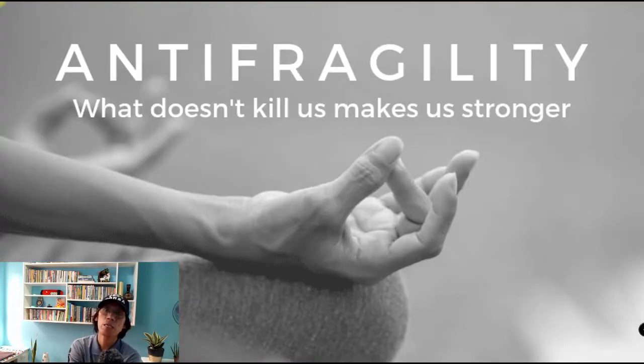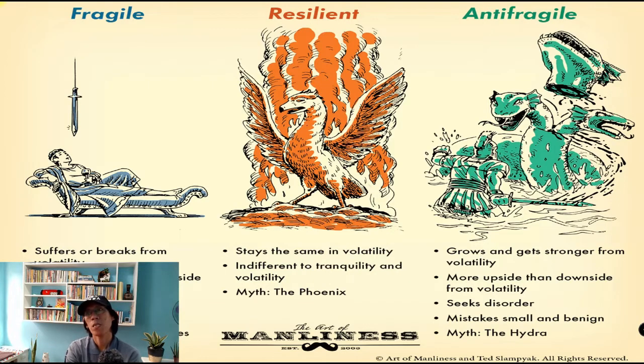Okay, antifragility. Says here, what doesn't kill you makes you stronger. Kanye West. Well, what's the difference between fragile, resilient, and antifragile? Fragile people suffer or break from volatility. Volatility means kind of like hostile or wavy, shaky. Resilient people stay the same in volatility. So if there are things going on, anti-fragile people grow and get stronger from volatility. They don't just stay the same. They become stronger. More downside than upside from volatility. Indifferent to tranquility. In short, your goal is to achieve anti-fragility and not just resiliency.